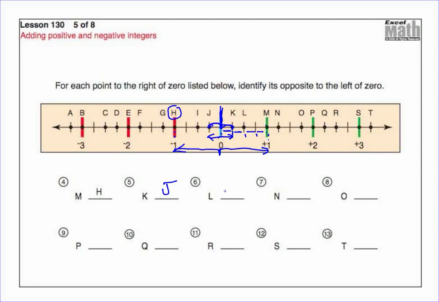Okay, why don't you try just number 6 and 7. Turn off the video to do those and then turn it back on to see if you're getting these answers correct.